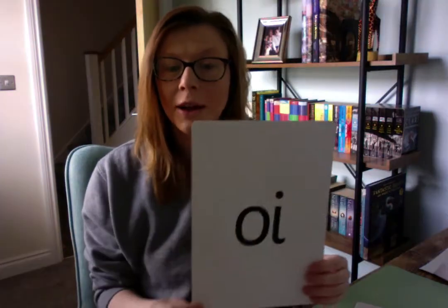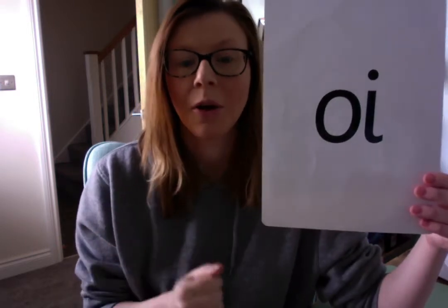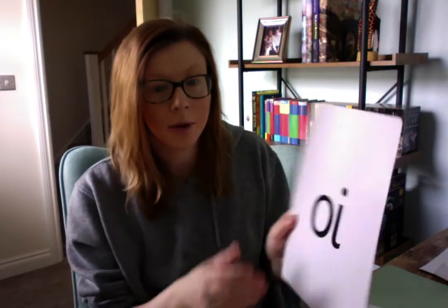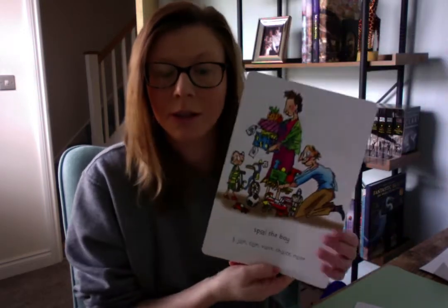So, let's start by just looking at our sound and saying it together. You ready? Oi, oi, oi. Well done, everybody. Okay, I'm going to hide it down here, and when I pull it up, you're going to go, oi, and when I pop it up, you're going to say, spoil the boy. You ready? Oi. Oi. Spoil the boy. Oi. Oi. Spoil the boy. Well done, everybody.